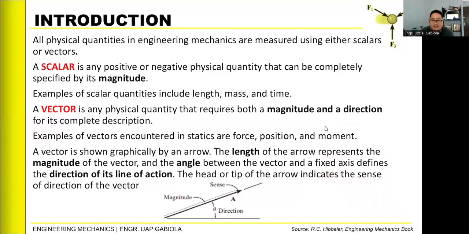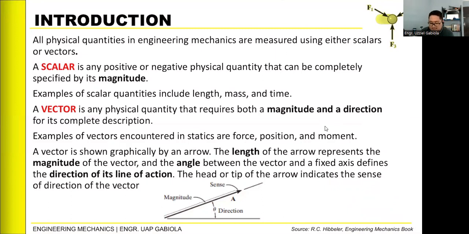Okay? Then, yung head, ito yung head, no? Or yung tip ng ating arrow, indicates yung sense of direction ng vector natin. So, makikita natin, slightly moving upward to the right, no? Yung direction natin. So, yun yung direction ng force natin.